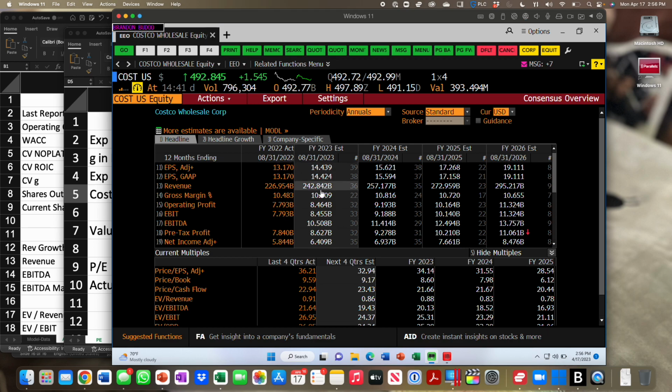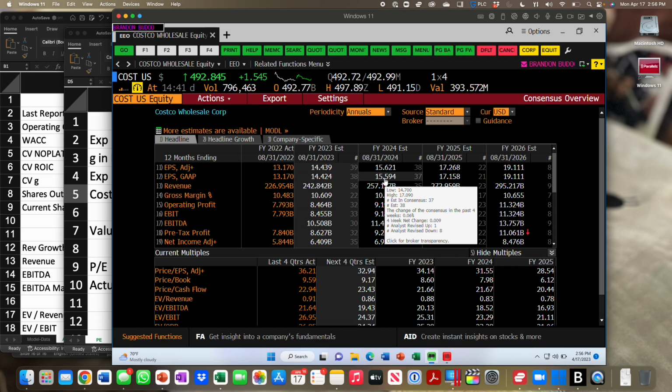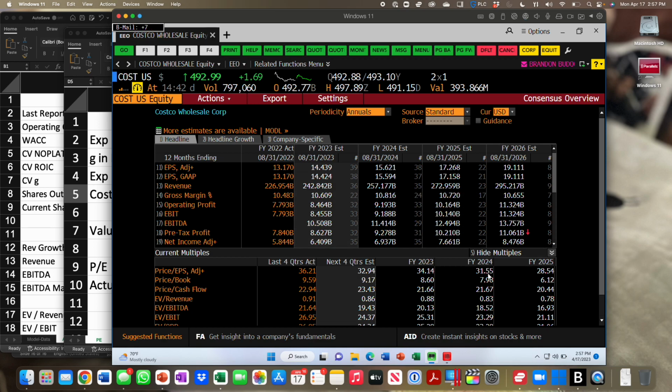actual, forward year 1, forward year 2. This is the column we're going to use for our multiple analysis. Just to be consistent, we're going to do all multiples based on forward year 2. So right now, what do I need to fill out for Costco? This is their forward year 2 PE. Right now, price to earnings, forward year 2, 31.55.